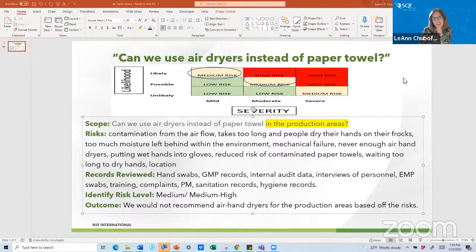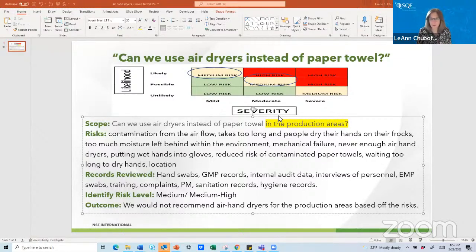Okay, so our question was, can you use air hand dryers instead of paper towels? And that was just the generic question. But then, you know what, Jeff, as we were going through the scope, we realized we needed to expand our scope, because can you just use them in the toilet areas or in the production areas? That identified different risks depending on where the air hand dryers were. So we expanded our scope to say we needed to identify.